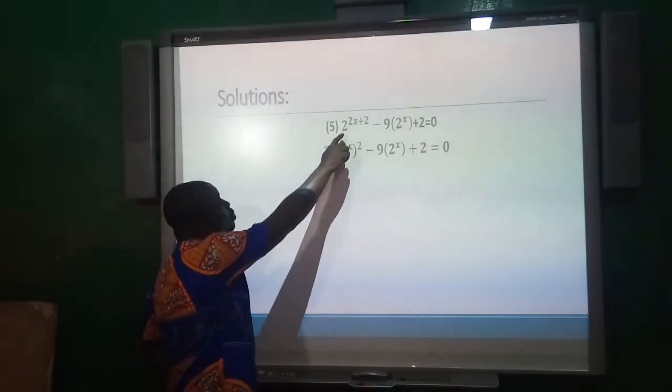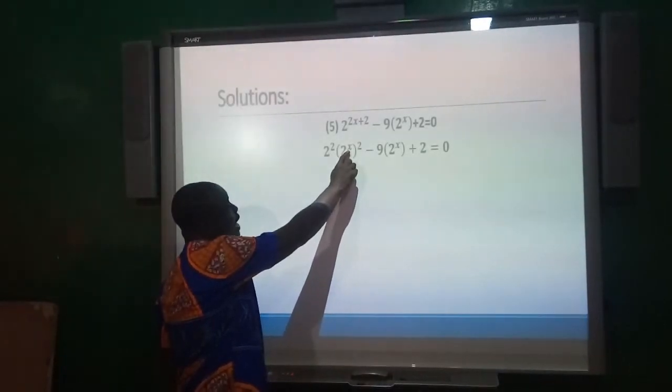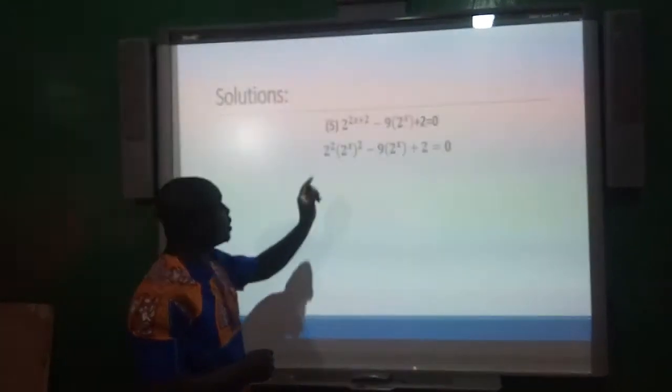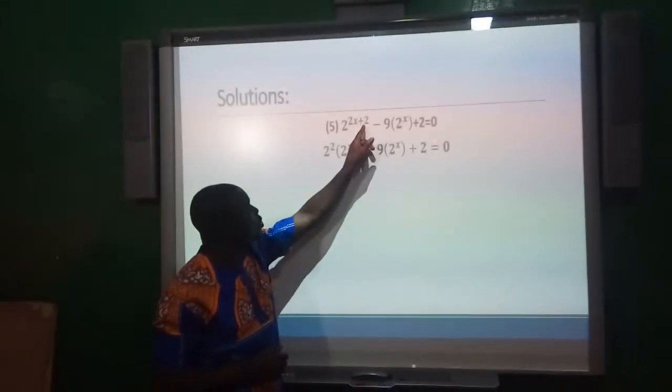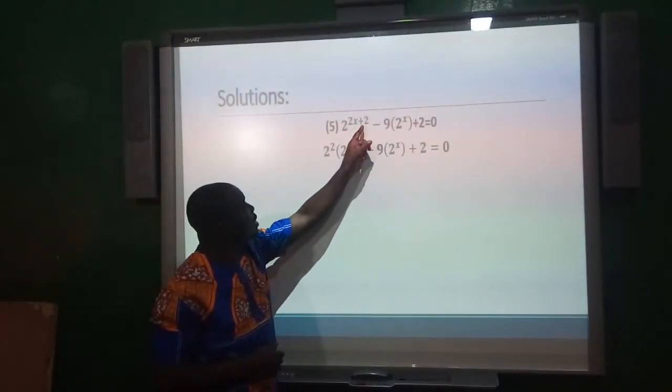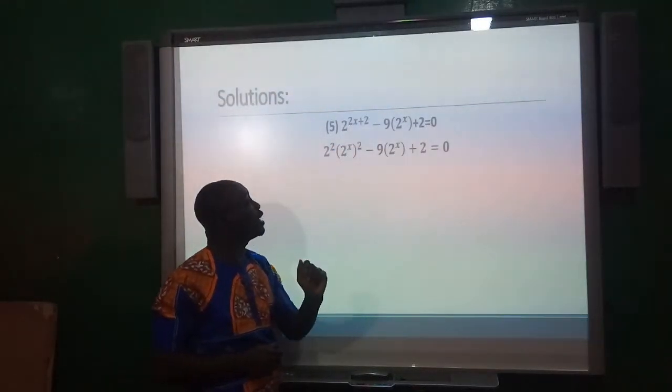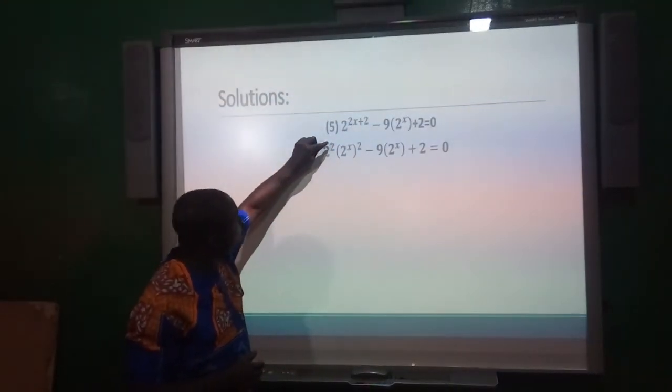You see that 2 raised to power 2 is the same as 2 raised to power x, all raised to power 2, but the x is multiplying the 2. You see that this is plus 2. Plus 2 means 2 raised to power 2 is multiplying 2 raised to power 2x. That is what I have done over here. So this is 2 raised to power 2, which is this one.